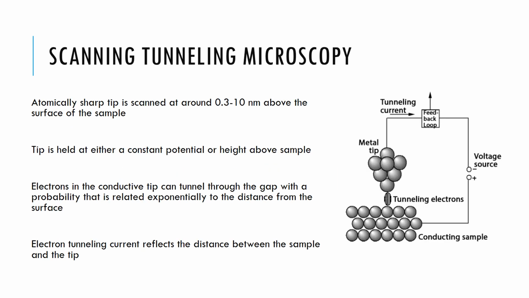So in scanning tunneling microscopy, an atomically sharp tip is scanned around 0.3 to 10 nanometers above the sample, and the tip is held at a constant potential or height above the sample. The tip itself is conductive, and those electrons in that conductive tip can tunnel through the gap with a probability that is related to essentially the distance from the surface. So you can build up a picture of the surface of the structure based on the tunneling of electrons.